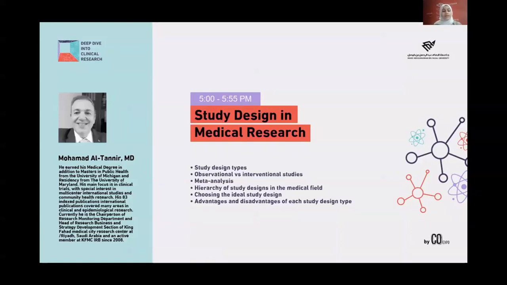After you choose your mentor, you choose your question and hypothesis. You did some literature review and you read the medical literature. So what is the next step? I think the next step is to choose your design. If you would like to know how to choose your design, please join me in welcoming Dr. Mohammed Al-Tanir and deep dive with him into study design in medical research.